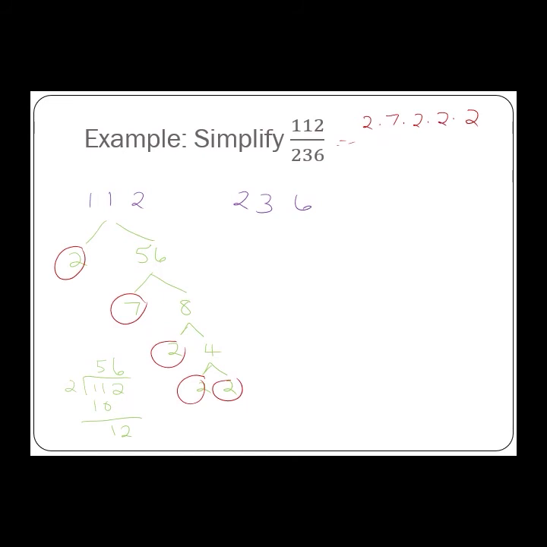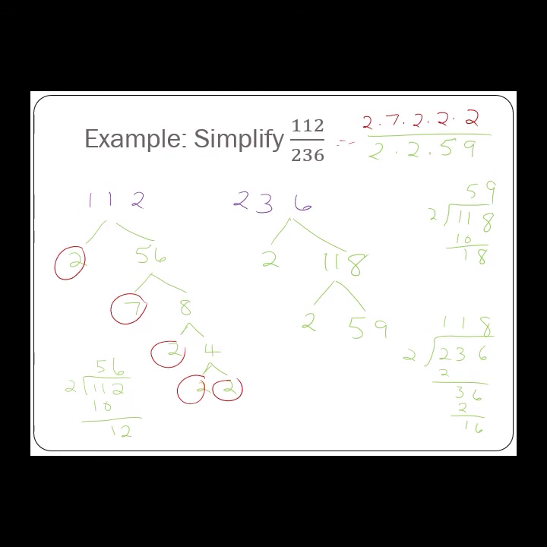And for 236, I have a 2 that goes in there. 2 goes into 2 one time. 2 goes into 3 one time. 2 goes into 16 8. 118 is still even. 2 goes into 11 5 times. And into 18 9 times. And so this is 2 times 2 times 59.